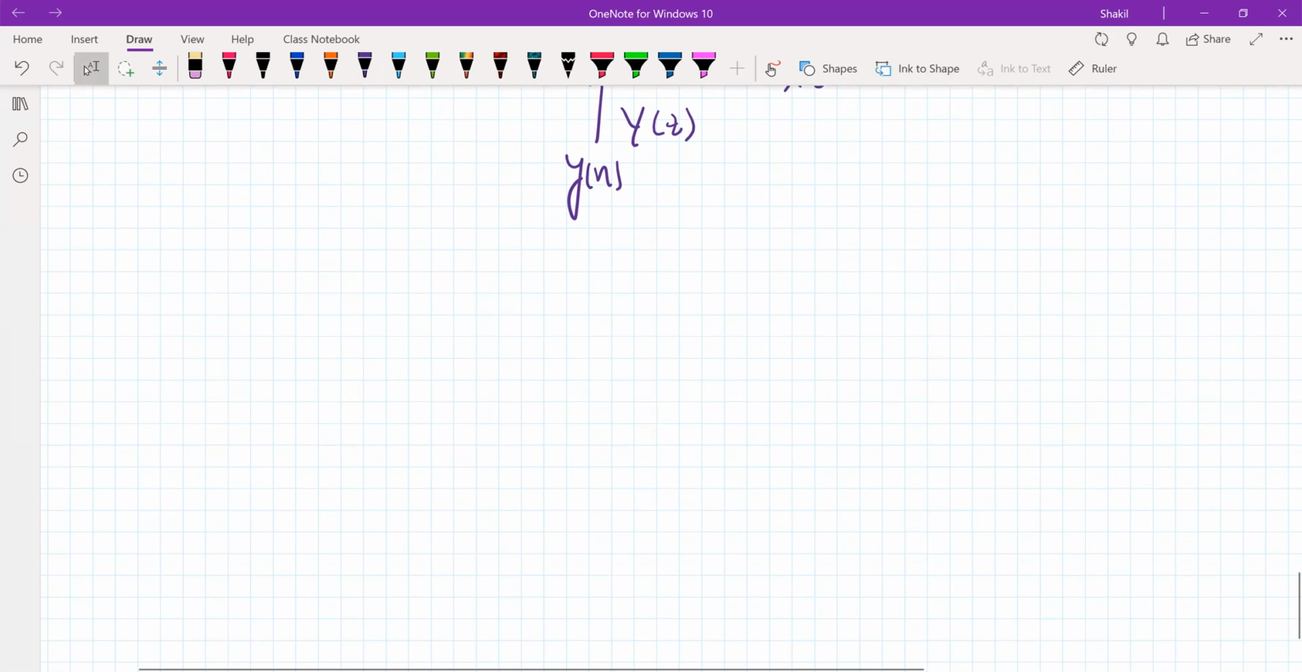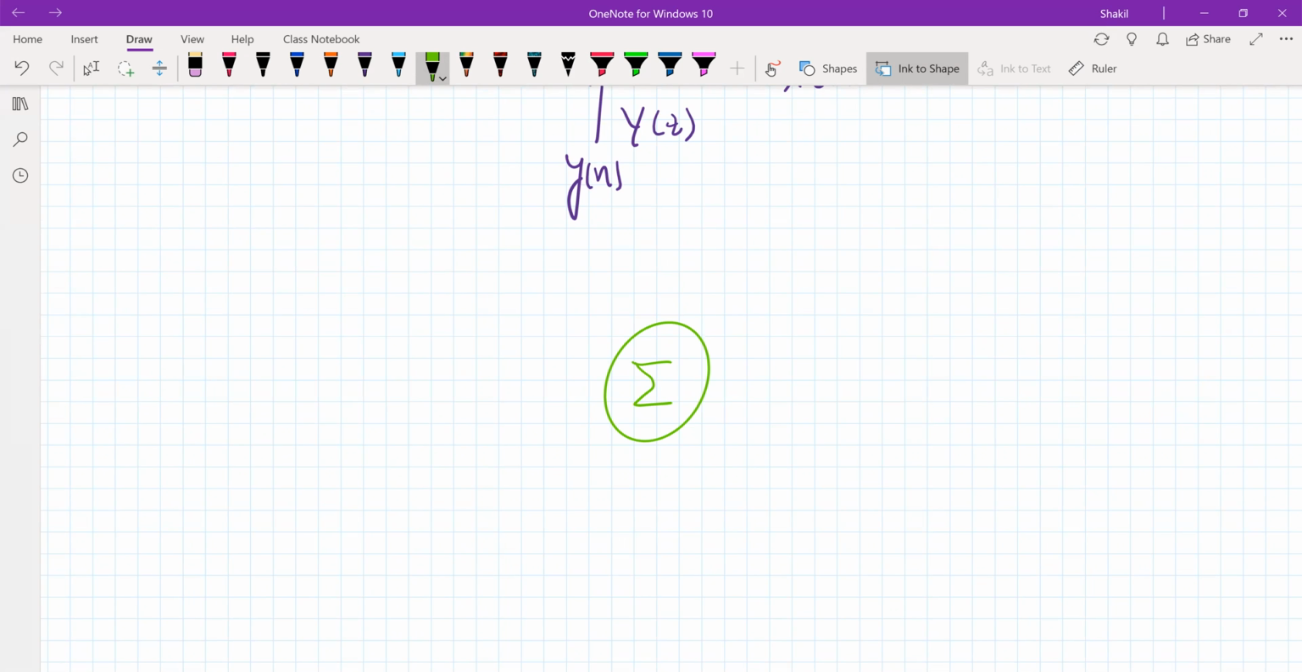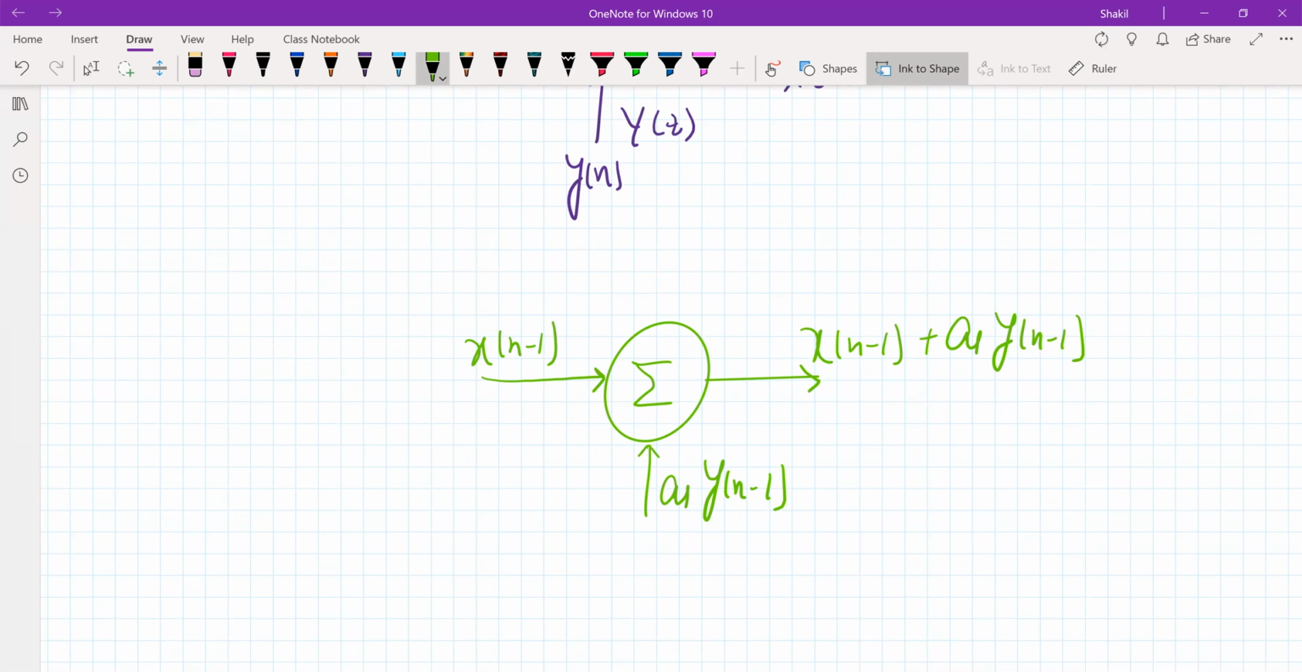Now one more example. If this is our summer, and this is the input, so the input to this is x of n minus 1, and the input here is a1 y of n minus 1. Let's take this. So the output will be simply the sum of these two. So the output of the summer will be x of n minus 1 plus a1 y of n minus 1. This is just an example.